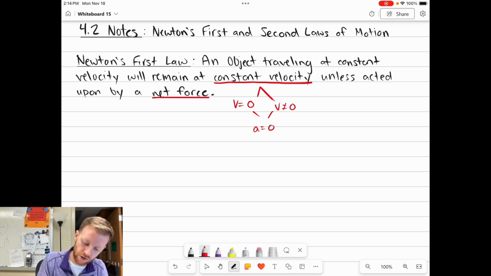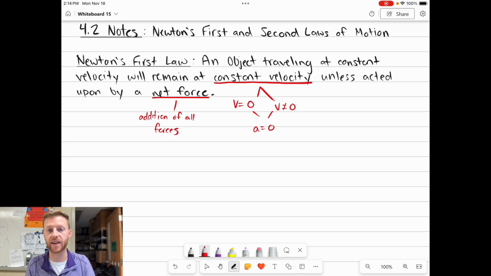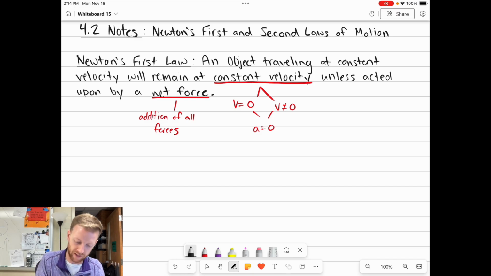We've also already learned this term net force. This is the addition of all forces. So if all the forces cancel each other out, I've got a net force equal to zero. If I have not canceled out all my forces, I end up with an accelerating object, or something being acted upon by a net force. So that gets us into two categories of forces we can experience. We can either, as an object, be balanced, or we can be unbalanced.